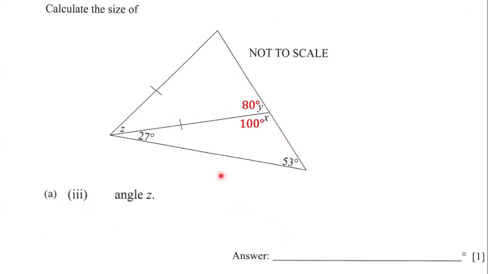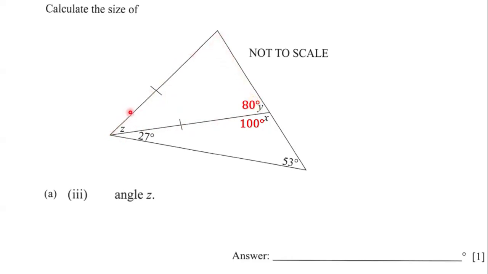Next, we move on to angle Z. Now, angle Z is right here. And notice that we're dealing with an isosceles triangle. We know that we're dealing with an isosceles triangle because if you look here, we have a stroke here, or a line here, and a stroke here, or a line here, and that indicates that these two side lengths are equal. And if these two side lengths are equal, then that means that this angle and this angle, these two angles must be equal.